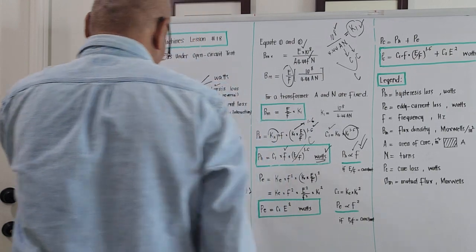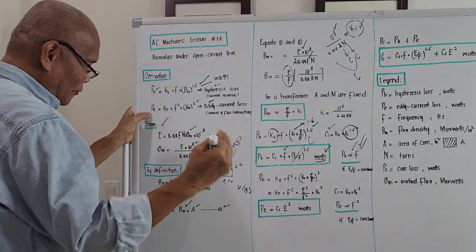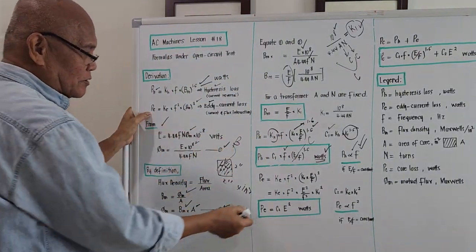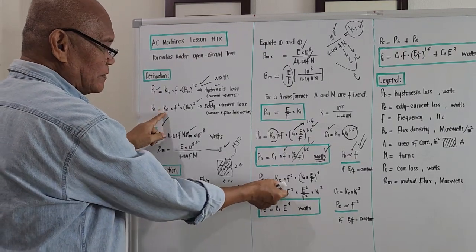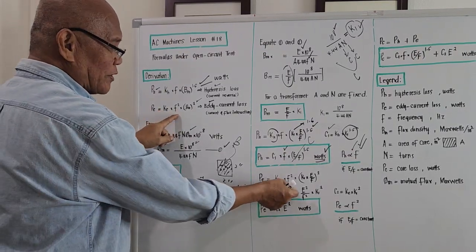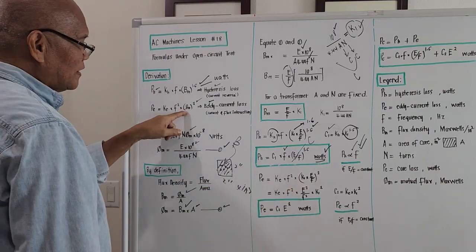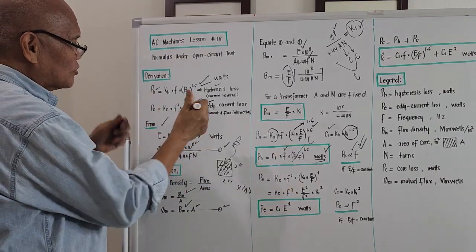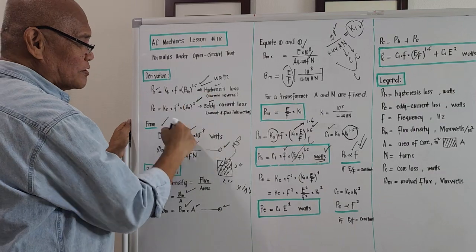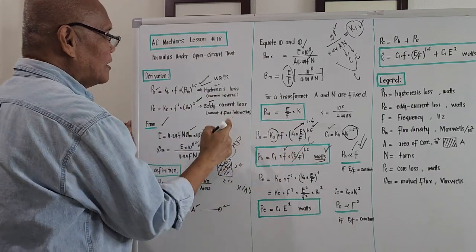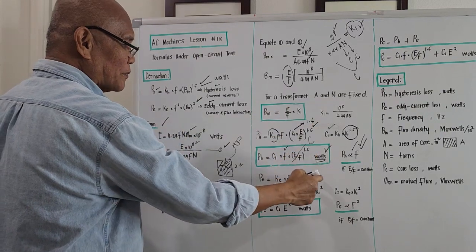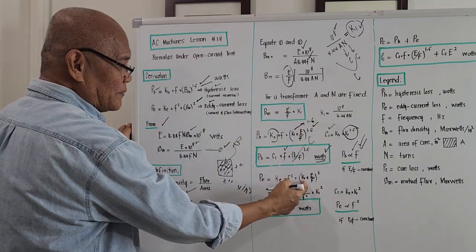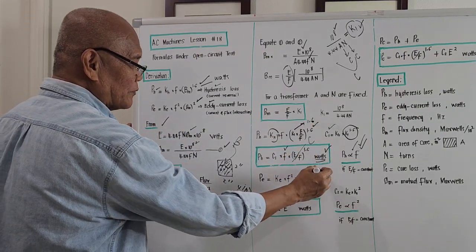The eddy current loss. We will be using this formula here. We'll go back here. So the eddy current loss will be equal to Q sub E times frequency square, times the value of flux, but this is to the second power. What is flux? It is E over F times Q1 raised to second power. So this is Q1 times E over F to the second power.